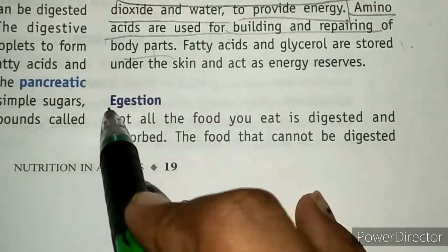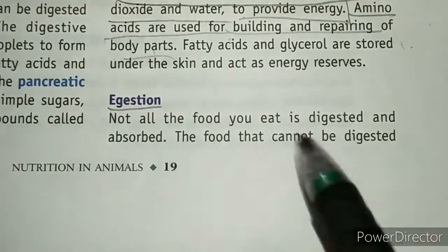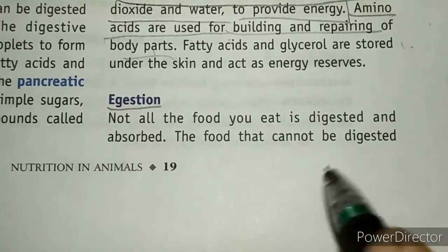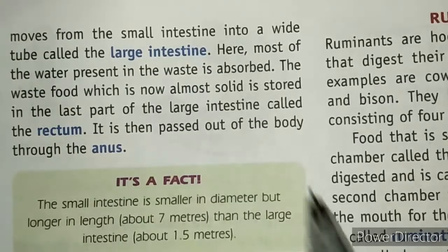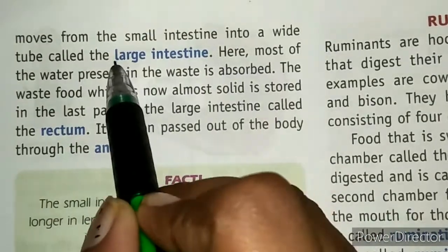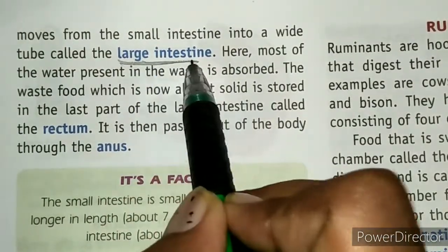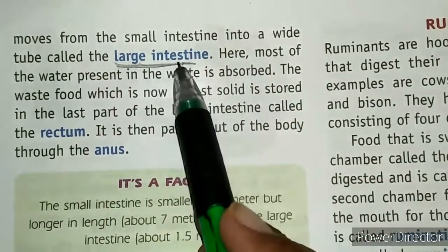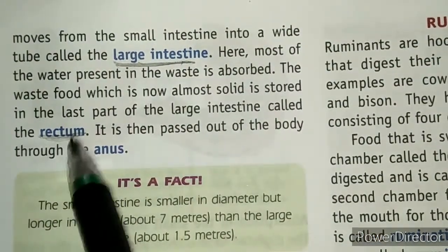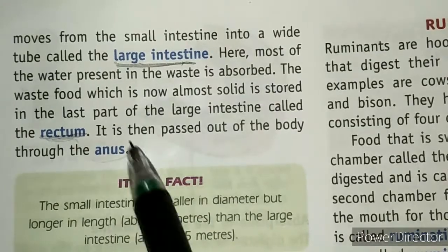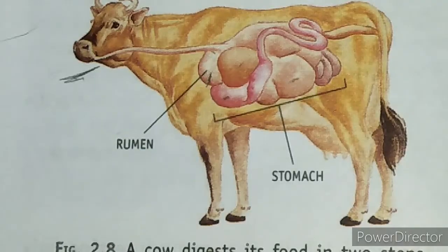And the last one we have, at the end egestion takes place, that means the removal of undigested waste by the large intestine, and afterwards it reaches the rectum, and after the rectum it passes out from the anus.